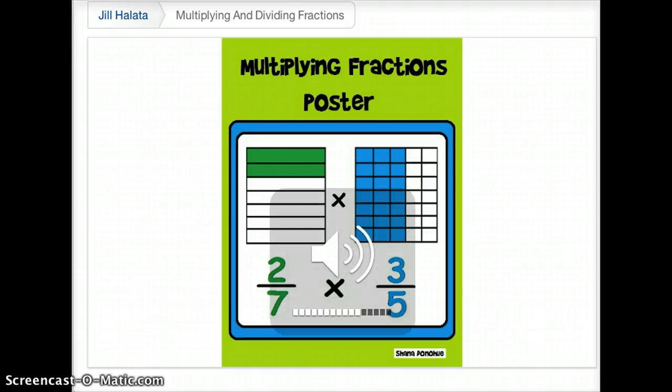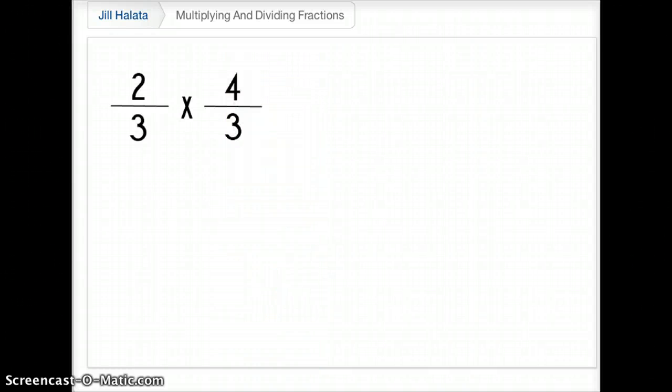Today we're going to be looking at multiplying and dividing fractions. Multiplying fractions is really pretty simple. I would think it's even easier than adding and subtracting. All you do is multiply across the numerators and across the denominators.